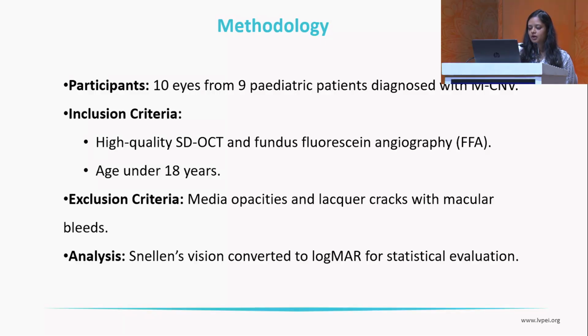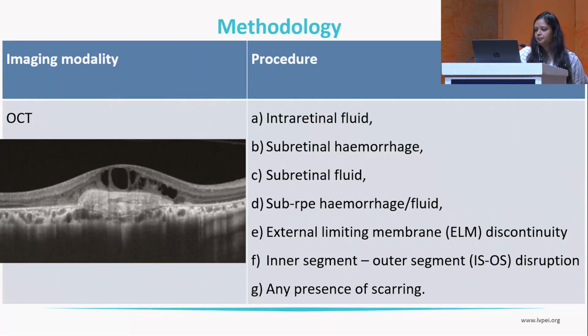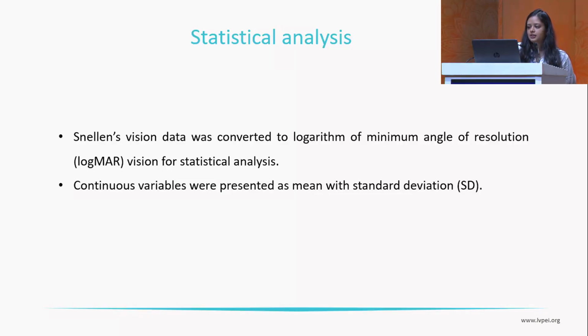Snellen's visual acuity was converted to logMAR for statistical evaluation. The parameters that we studied on the OCT imaging were intraretinal fluid, subretinal hemorrhage, subretinal fluid, sub-RPE hemorrhage and fluid, external limiting membrane discontinuity, inner segment outer segment disruption, and any scarring that was noted. For the statistical analysis, the continuous variables were presented as mean and standard deviation.